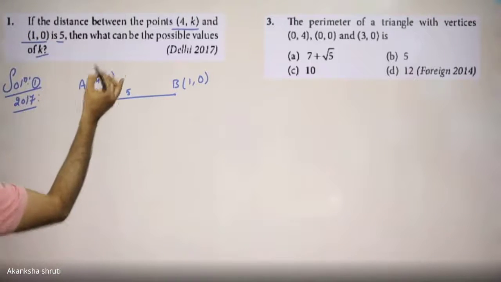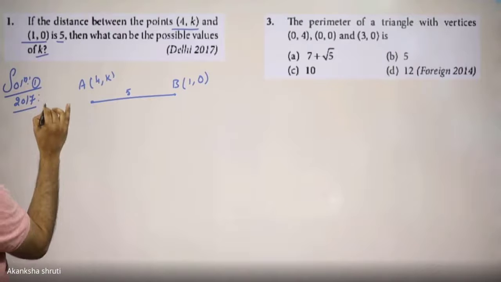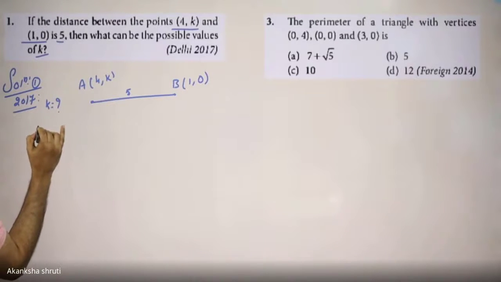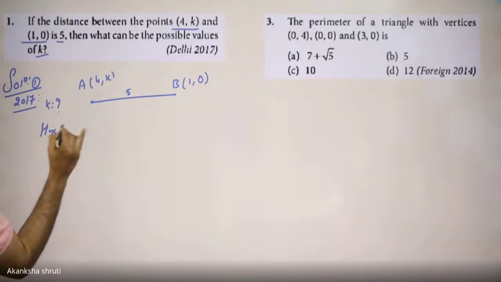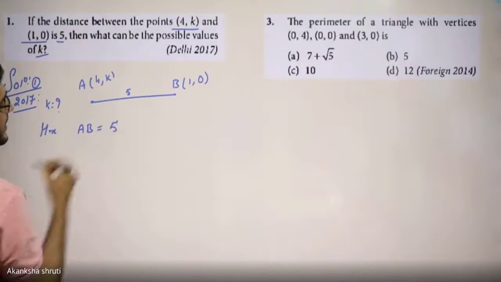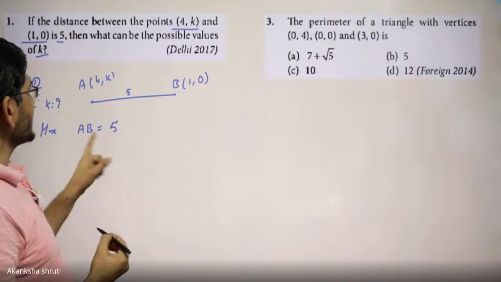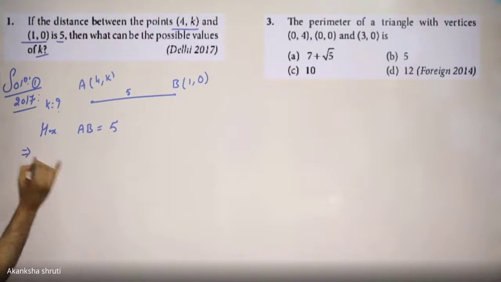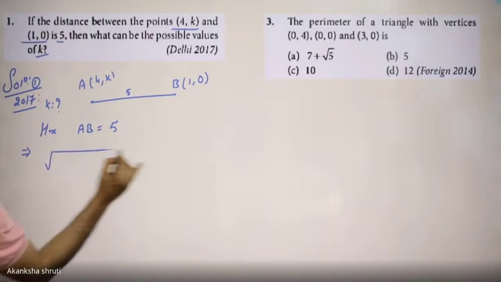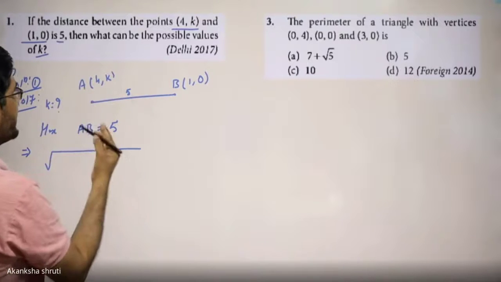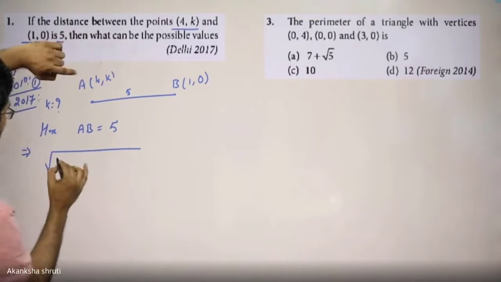Then we have to find the value of K. So what is the value of K? Students, the condition is here we have AB equals 5. It is given. But AB can be calculated by using the distance formula. We can apply the distance formula for calculating this AB when their coordinates are known.